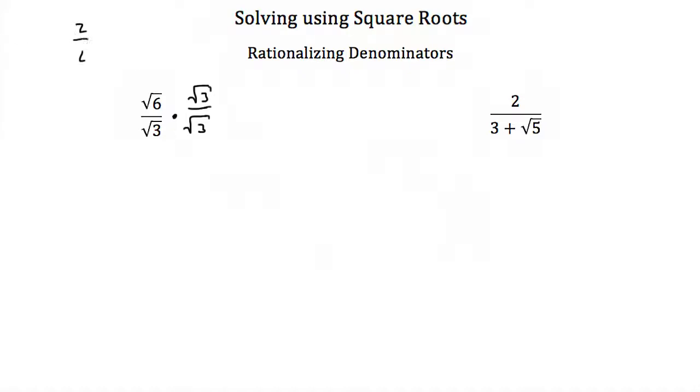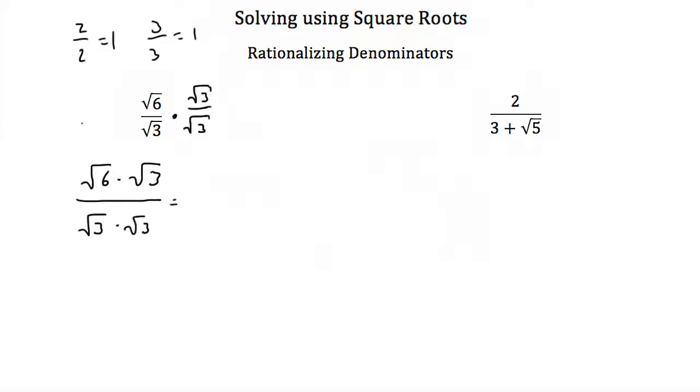If we have 2 over 2, that's equal to 1. 3 over 3 is still equal to 1. So the fact that we're multiplying this fraction by the square root of 3 over the square root of 3, we're not changing its value because we're really multiplying it by 1. But if we do this and rewrite it, we'll have the square root of 6 times the square root of 3 over the square root of 3 times the square root of 3.